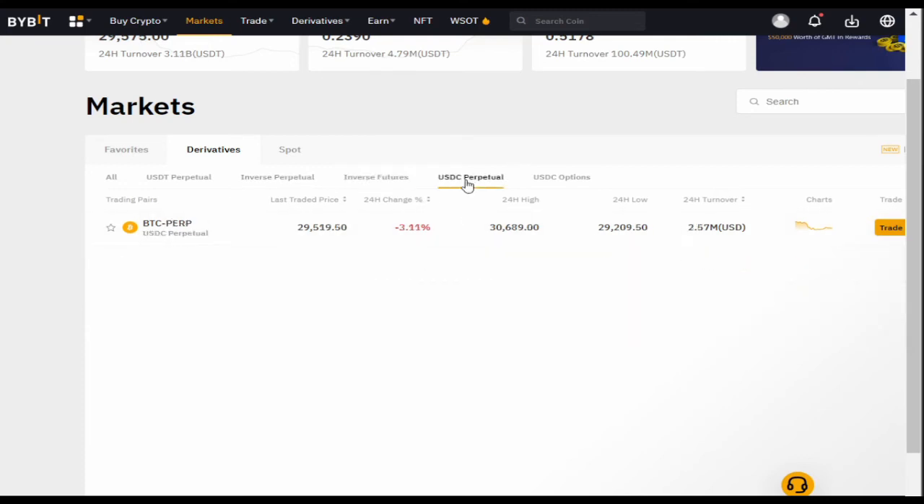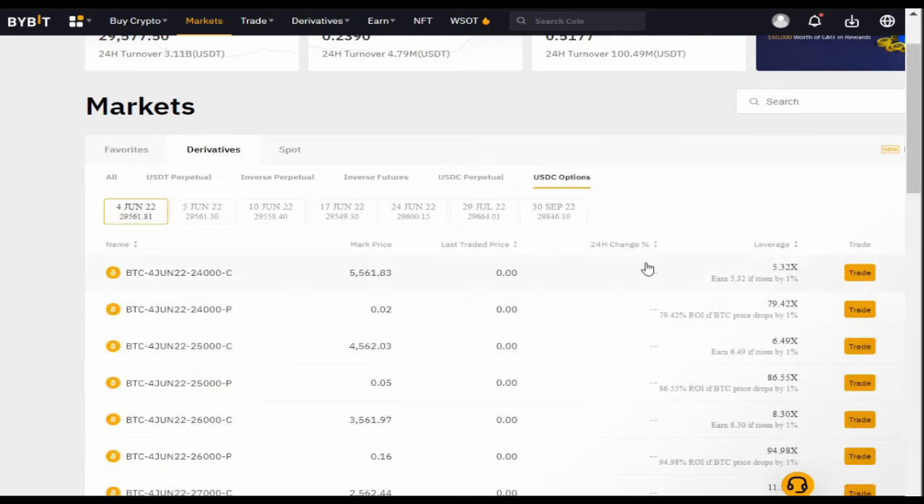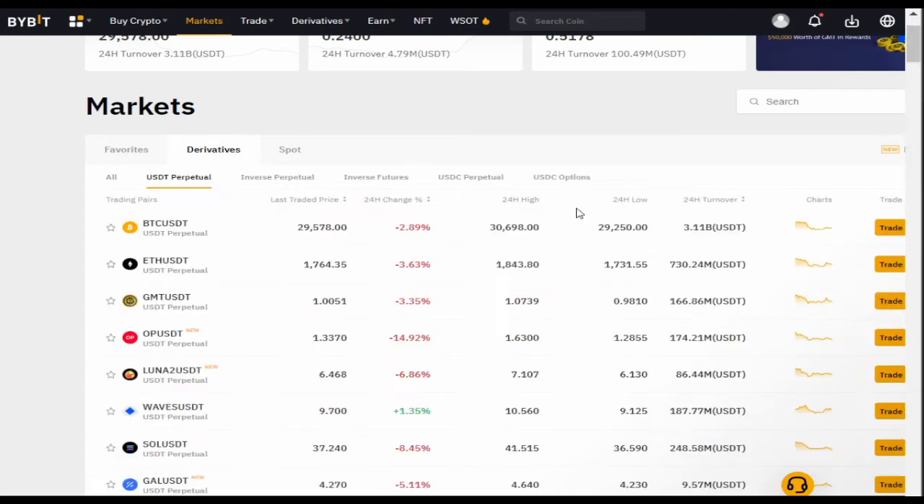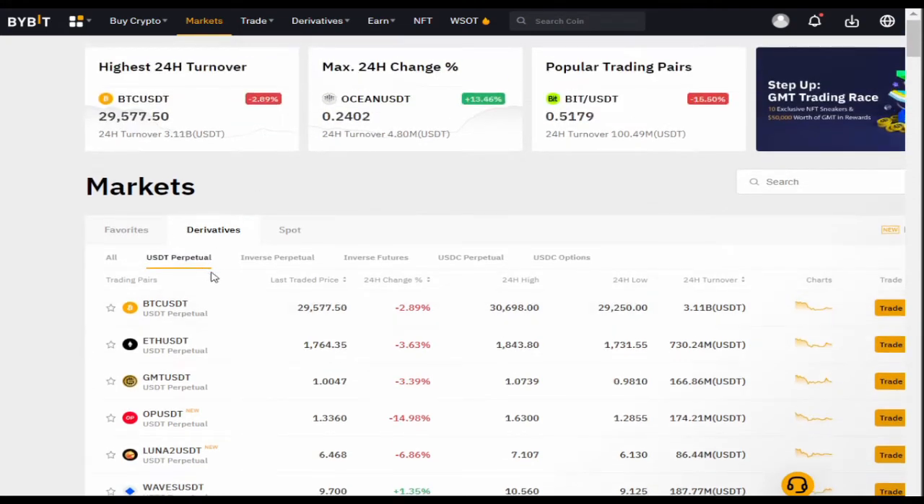Inverse futures, same deal. USD perpetuals, same as USDT, just a different stable coin. And then obviously the options market as well, with the dates that you could set for the different calls or for the options you want. So I'm not too well versed in any of those things other than the futures derivatives. So that's what I'm going to be focusing on and kind of touching on.